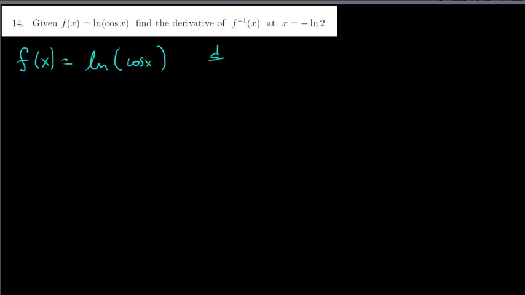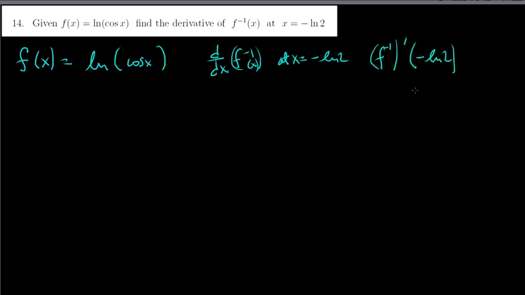So we want to find the derivative of the inverse function at x equals negative log 2. Right, so in other words, we want to find the derivative of the inverse plugging in negative log 2. Okay, so we can certainly find the inverse. I think that's not too hard. But then can we take the derivative? Good luck with that. So I think we're going to do this the indirect way again.